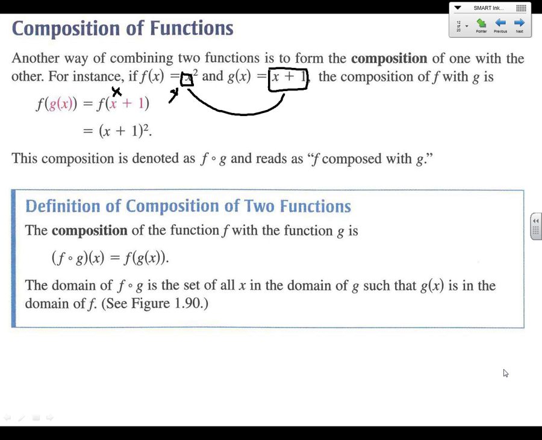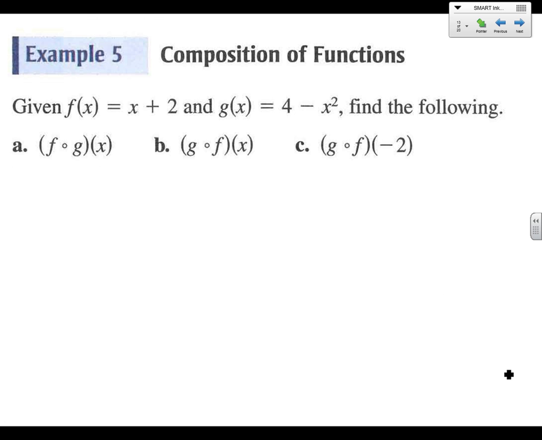And again, the domain, let's read it down here. The domain of f composed with g is the set of all x in the domain of g, such that g of x is in the domain of f. So it has to work twice, essentially, is what we're looking at. And we'll see an example of this. Hopefully it'll make more sense with an actual example. So let's go ahead and take a look.